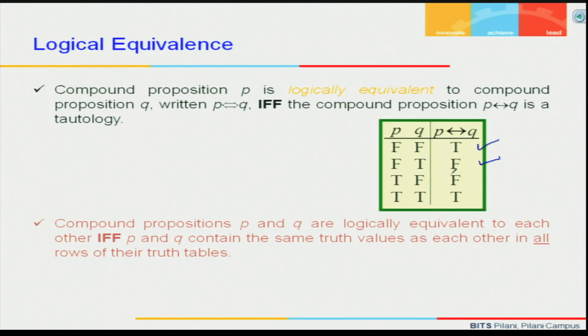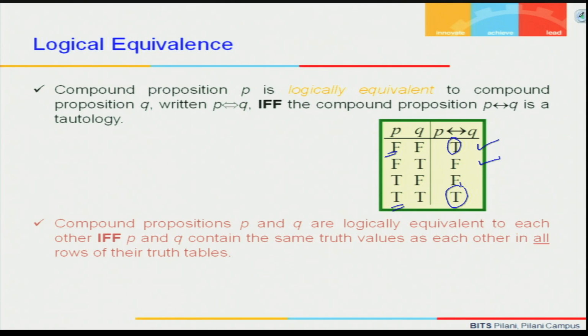If you carefully observe, this compound statement P if and only if Q assumes truth value only when both P and Q have the same values. That means if both assume the same truth value, either false or true, then this compound statement takes true as its value, otherwise not.